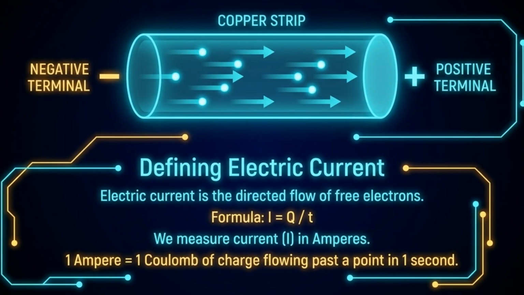Electric current is the directed flow of free electrons. We define it with the formula I equals Q divided by t, measured in amperes, A. 1 ampere is 1 coulomb of charge flowing past a point in 1 second.